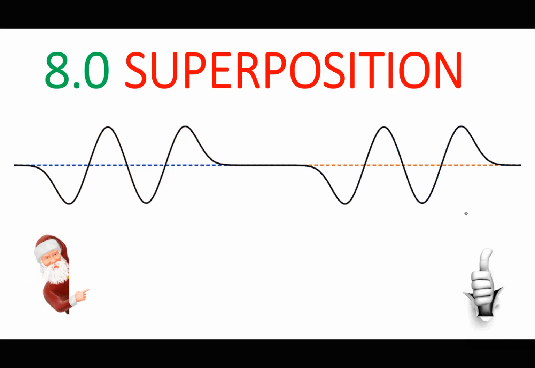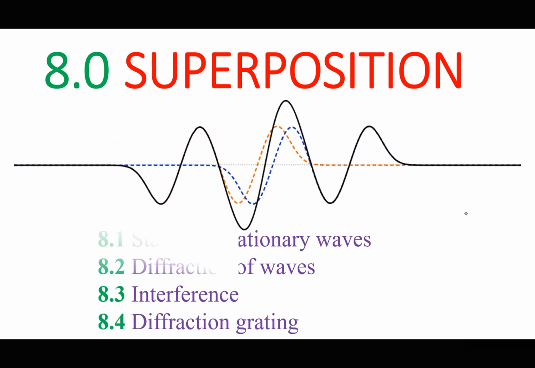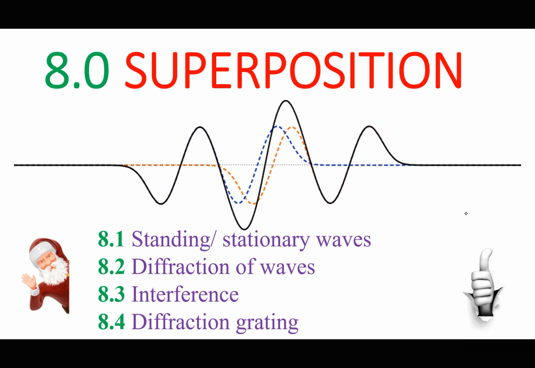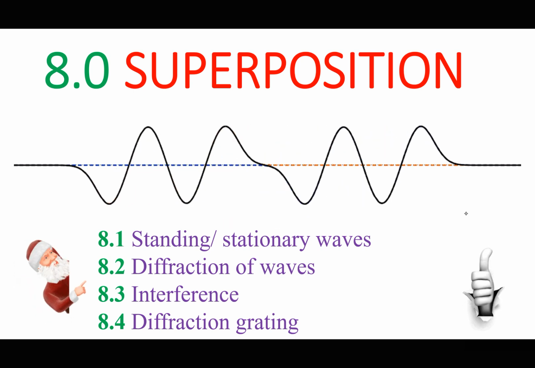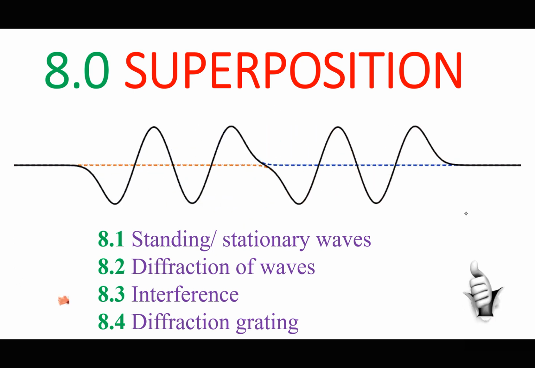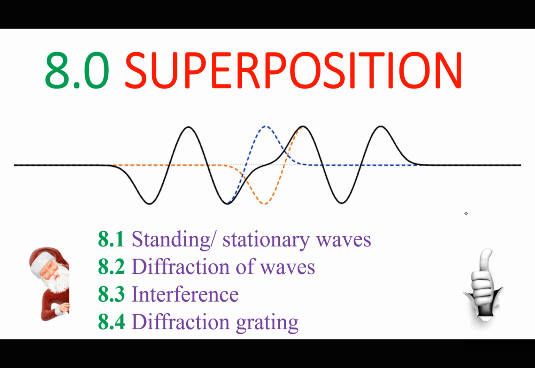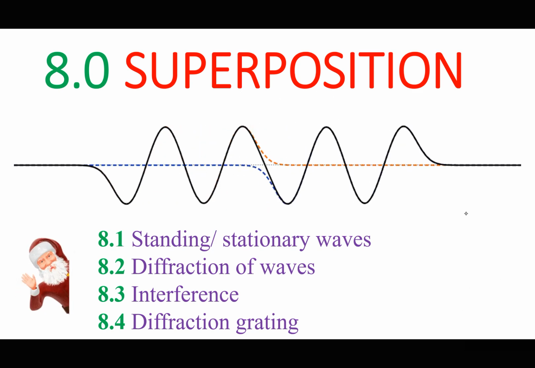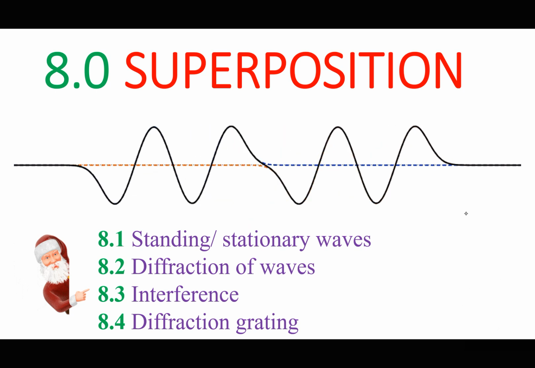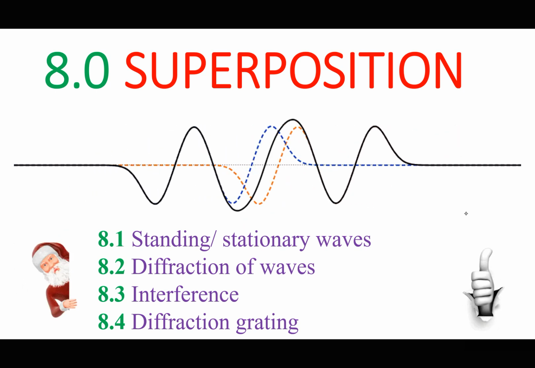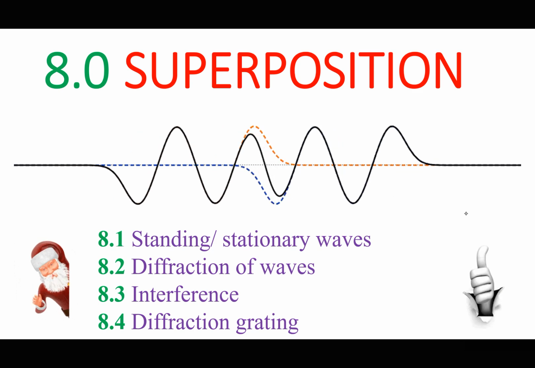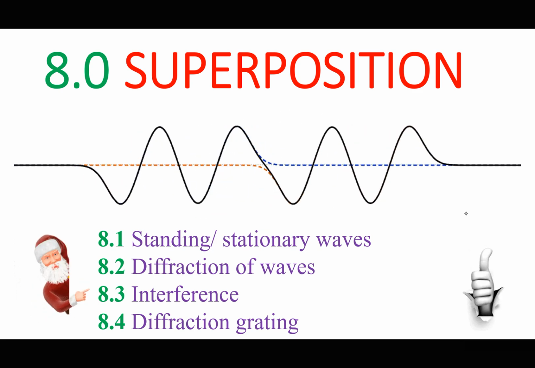So having seen a lot of concepts under waves and superposition, we have already seen standing waves and stationary waves. We have already seen the concept of diffraction of waves, which was the spreading of waves into regions of geometrical shadow. We have already seen interference, especially two-source interference where waves were overlapping, resulting in a given displacement or a given amplitude, where we had both constructive and destructive interference. And we are currently going to see diffraction grating.